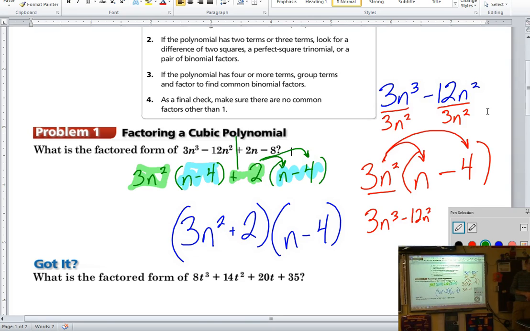Try the next one. When I look at the fact that 3 of my coefficients are even and then my constant is odd, I doubt you're going to be able to factor anything out of the entire thing. Try that on your own.